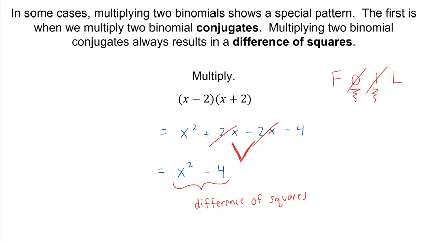So to get the final multiplication of multiplying these two binomial conjugates, all we had to do was multiply first times first to get our x squared, and then last times last to get our minus 4. There's our difference of squares, and there's the multiplication. We're done. We don't even have to do the O and the I part of the FOIL. But remember, you can only use this trick when we're multiplying two binomial conjugates. That's the only time this works.